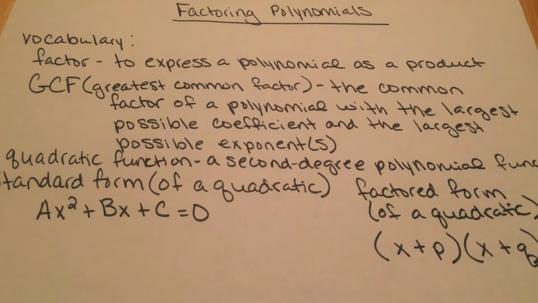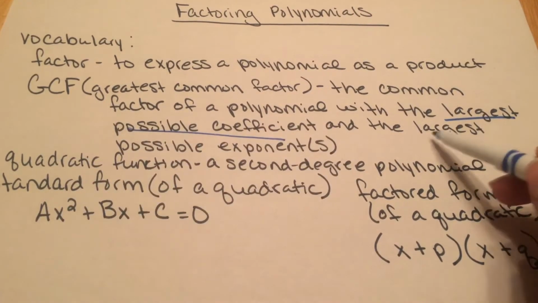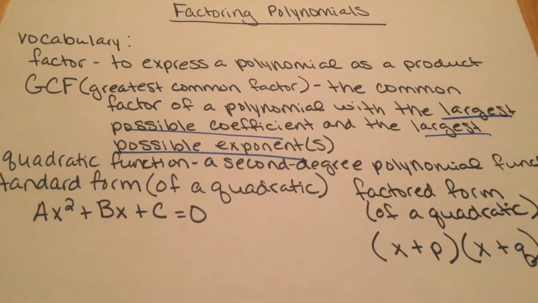We probably need to remember what a factor is, and a factor right now is going to express a polynomial as a product. It's not going to mean a whole lot now, it will later. We also have to remember the GCF, the greatest common factor, and this is going to be really important as we work throughout factoring. It's the common factor of a polynomial with the largest possible coefficient and the largest possible exponent. So we have to know that that's largest possible coefficient and the largest possible exponent or exponents. Could have more than one.